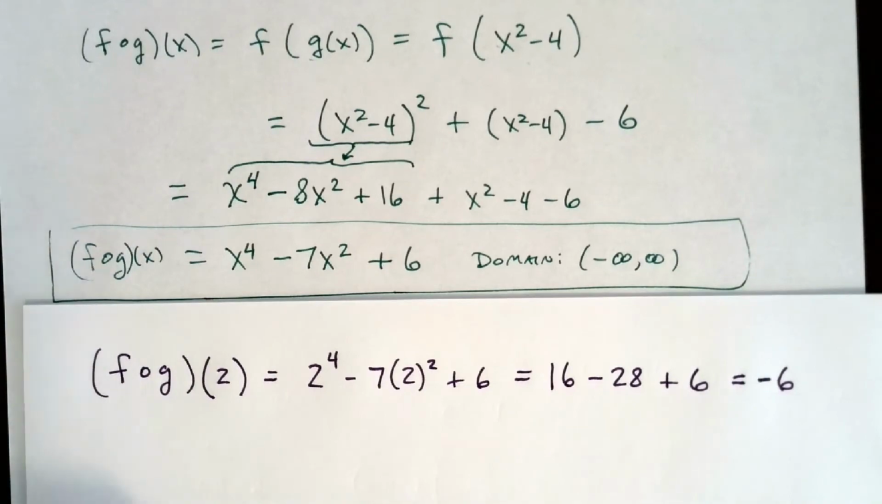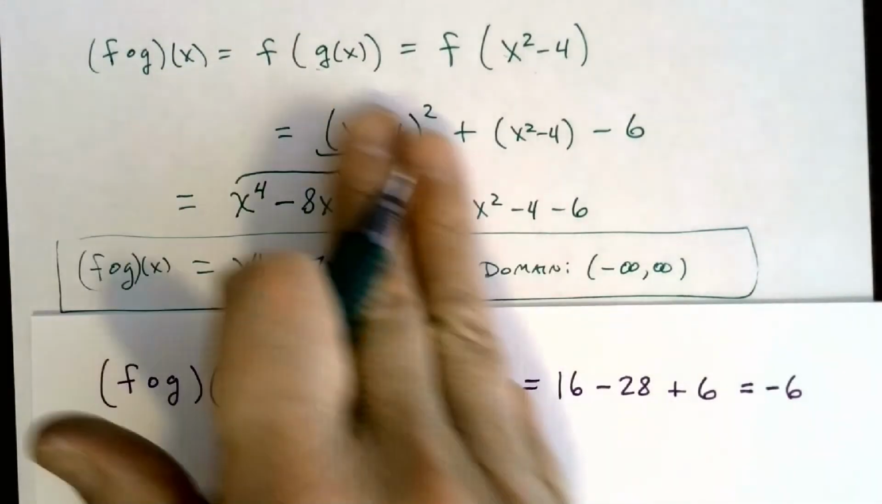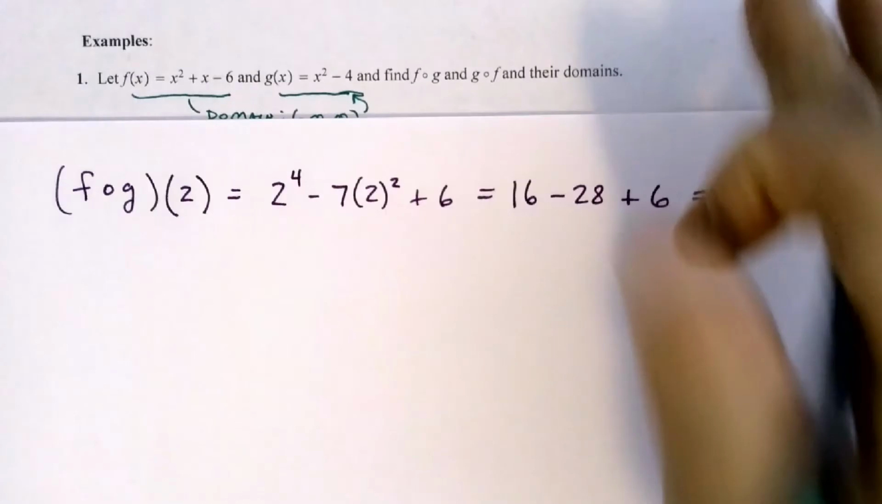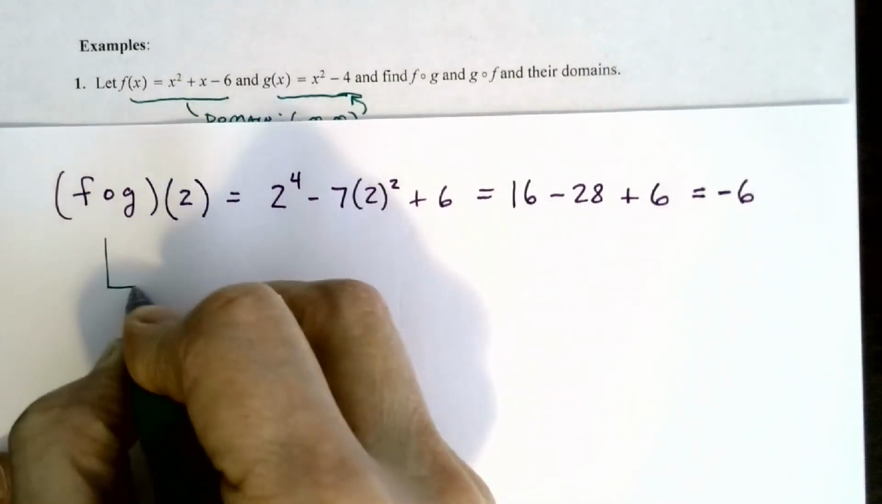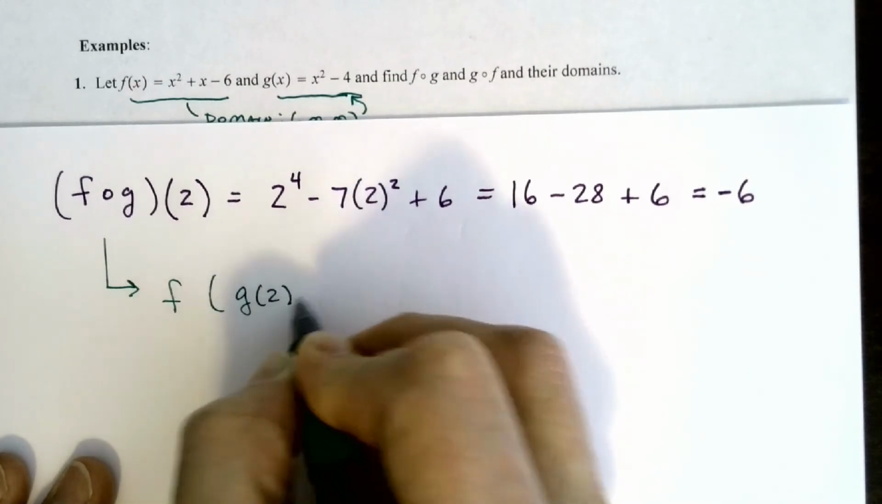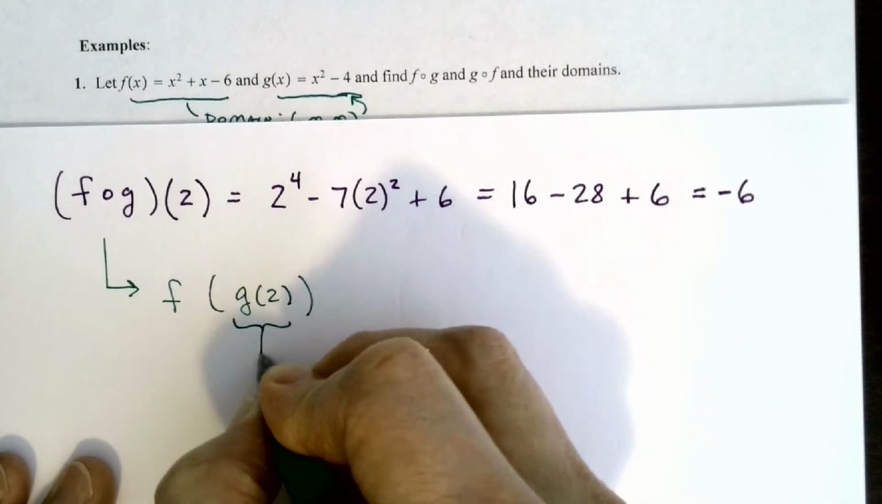Now, is there another way? Well, yeah, there is. Suppose I hadn't worked out this formula, but I did know what the original functions were. Suppose I didn't have that formula. Do I have to get the formula? Not necessarily, right? Because F circle G of 2 is what? F of G of 2. Right? But what is G of 2 equal to?